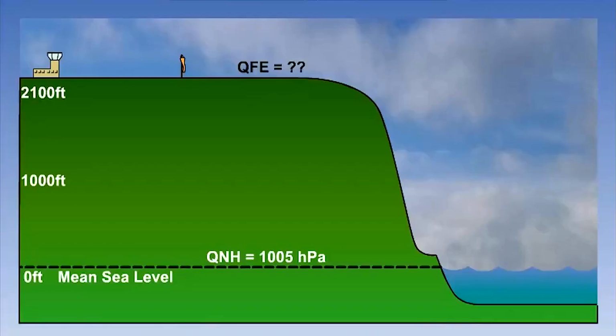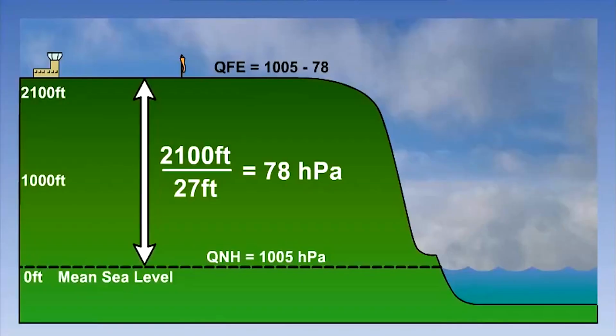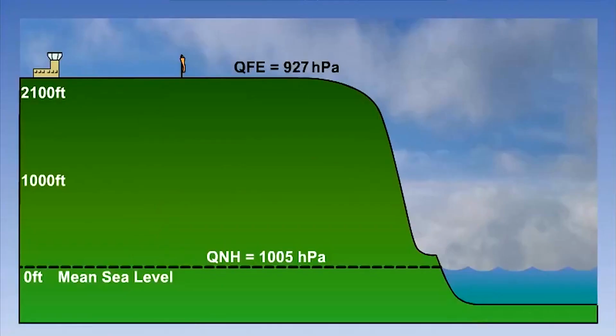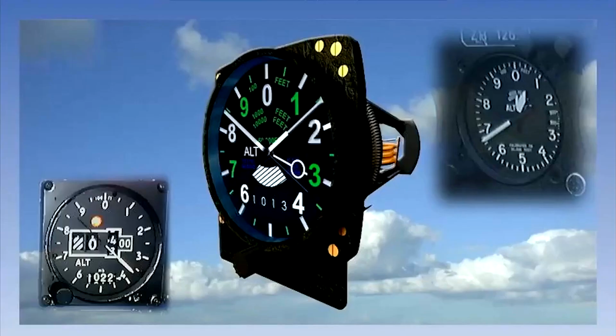If we know that in the height of 27 feet the pressure changes by 1 hectopascal, then we can say in 2100 feet we have a pressure change of approximately 78 hectopascals. Therefore, the airfield pressure will be 927 hectopascals.